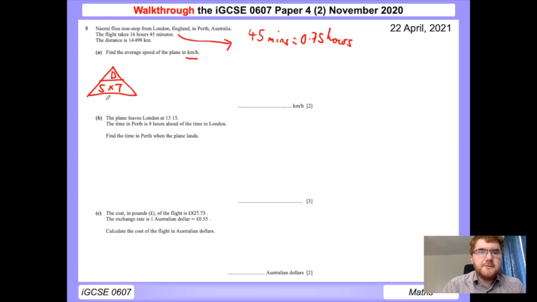We are looking for the average speed, so we're going to do distance divided by time. The distance is 14,498. We're going to divide by the time taken, which, as we've worked out here, is 16 hours, and then that 45 minutes is 0.75 of an hour. And now we just put this into our calculator.